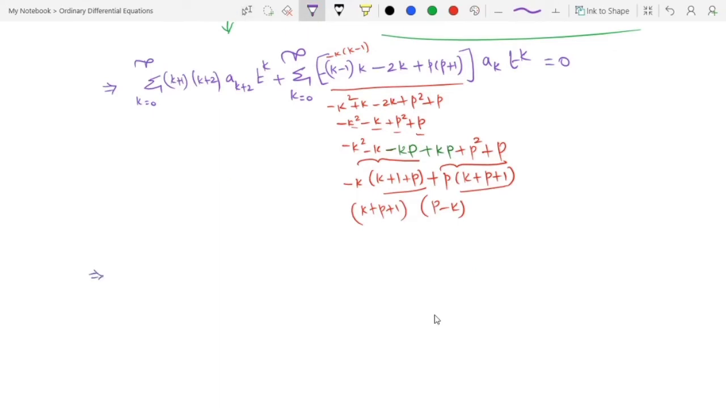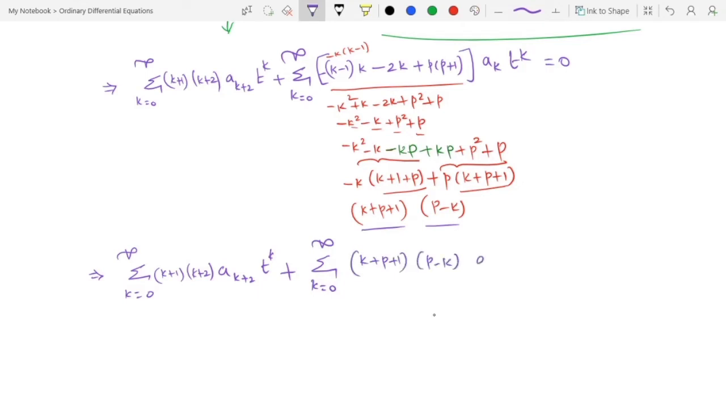So we can write from the above step, summation k varies from 0 to infinity, k plus 1, k plus 2, a k plus 2, t power k, plus summation k varies from 0 to infinity, k plus p plus 1 of p minus k, a k, t power k equal to 0. Note the point, t power k and summation is common to both the terms, so take it out.